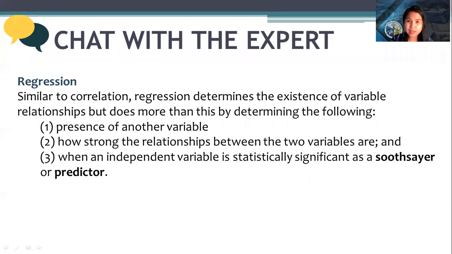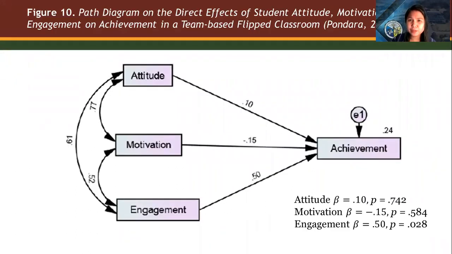How will it look like? Here's a sample from my study. And if you have regression, you will have a path diagram. Now, what are these numbers? You'll see these are my independent variables: attitude, motivation, and engagement. And they are all affecting the dependent variable, which is achievement.